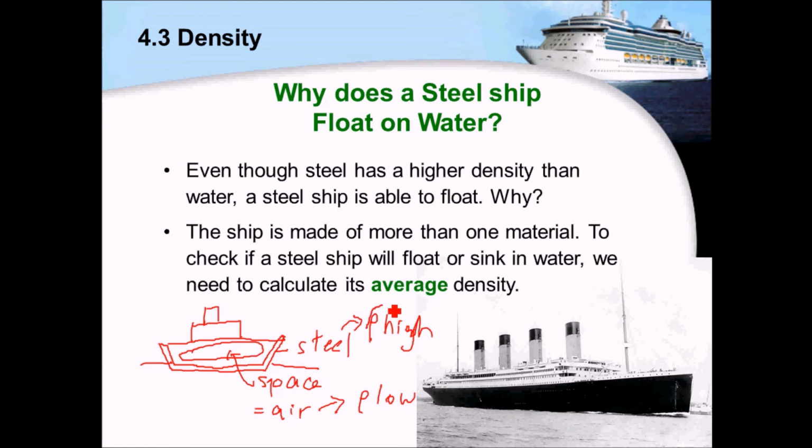If you consider the two materials together and take the average density, you will realize that the average density of these two materials together may be lower than the density of water. Because of that, the ship will tend to float, because the average density is lower than that of the water.